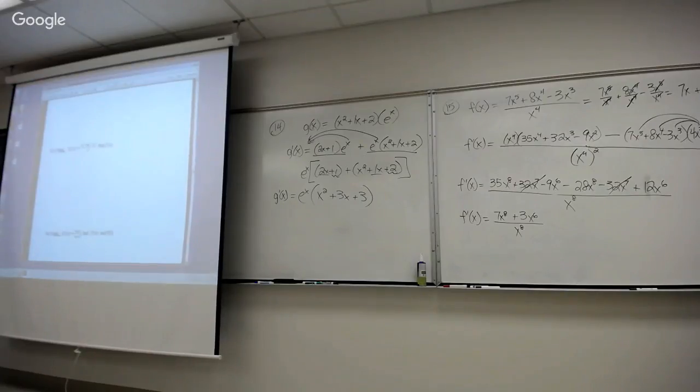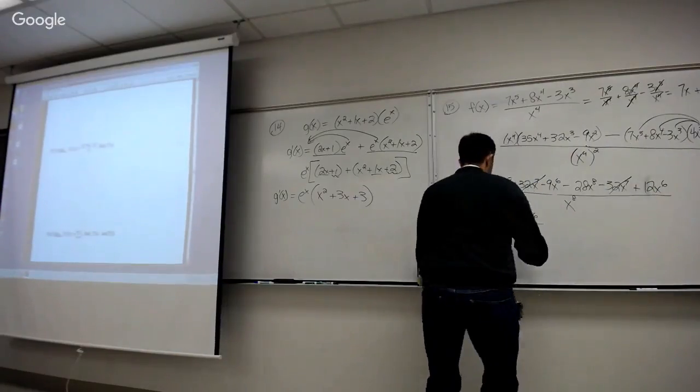Just 7. What's the derivative of 8? 0. And what's the derivative of this one? You bring the negative 1 down, so that's minus 3. And then subtract 1 to the negative 2. And so now this is the derivative, which is 7 minus 3 over x squared. What answer did we get?